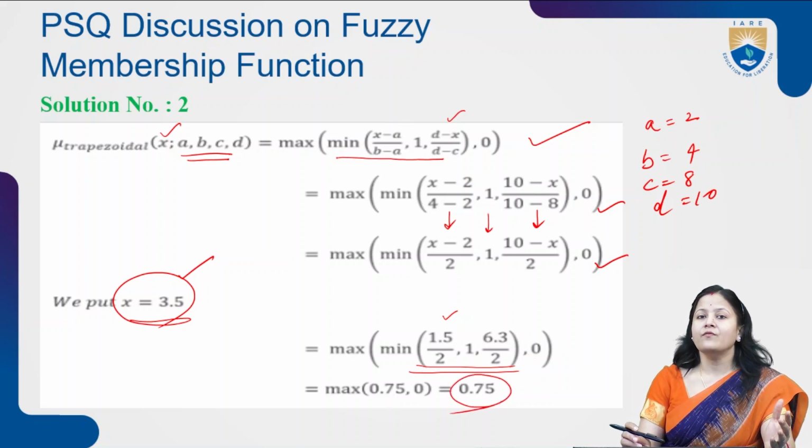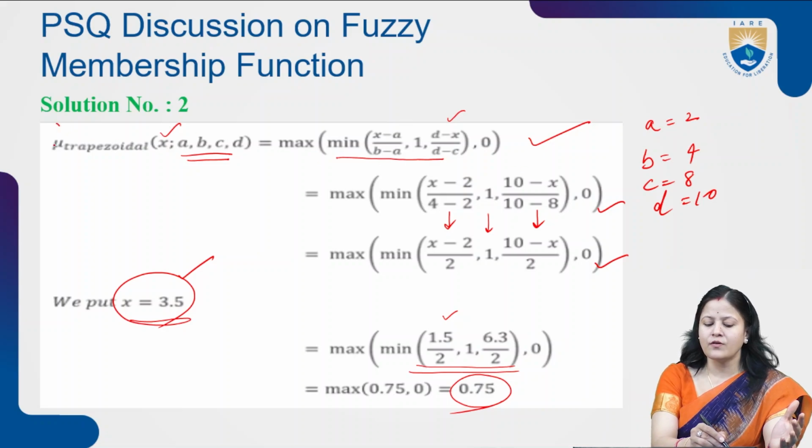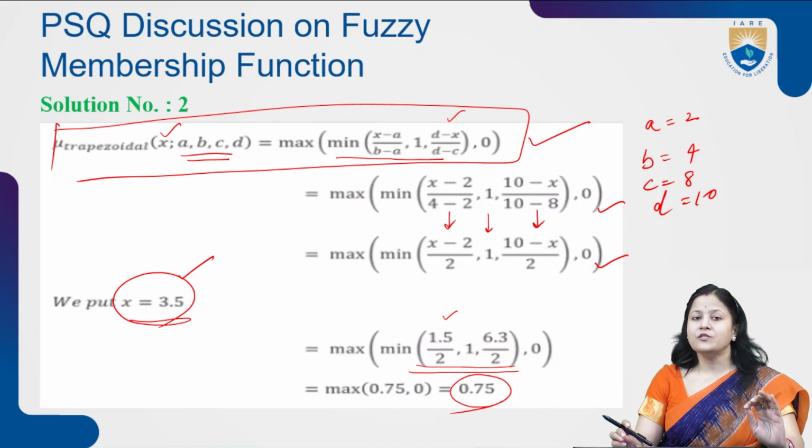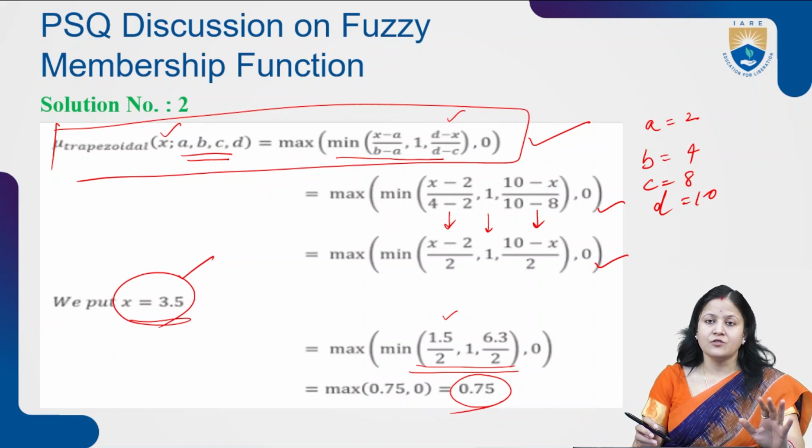So this is the way: if we know this formula for the trapezoidal membership function, definitely we can calculate the membership value for any x value.